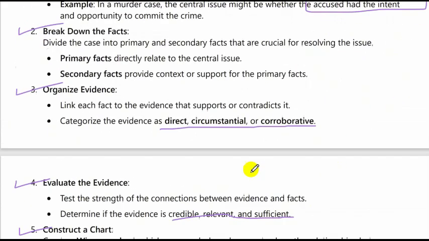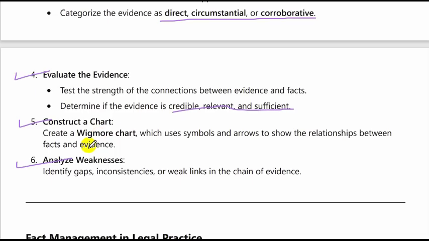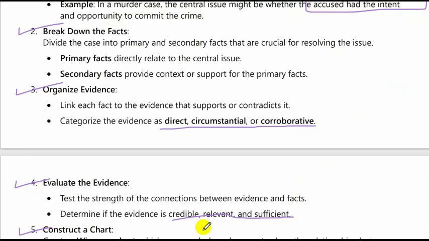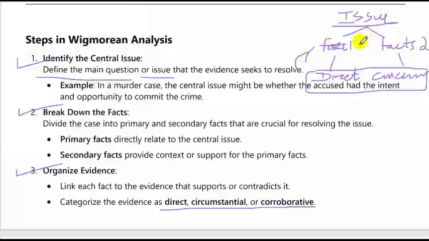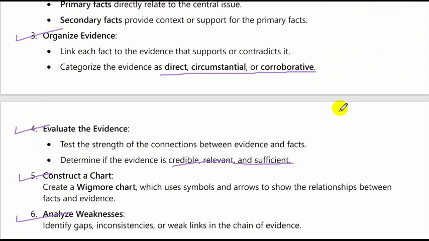Are they enough? Next is we construct a chart, that is a Wigmorean chart which uses symbols and arrows similar to this, and show the relationship between the facts and evidence. And finally, we identify gaps, inconsistencies, or weak links in the chain of evidence. All this chain between the main issue, the facts that we have, the evidences we have, and once we organize these evidence, we have to evaluate these evidence for their strength and how they connect with the facts, and also find out any weaknesses in the facts that we have or the evidences that we have.